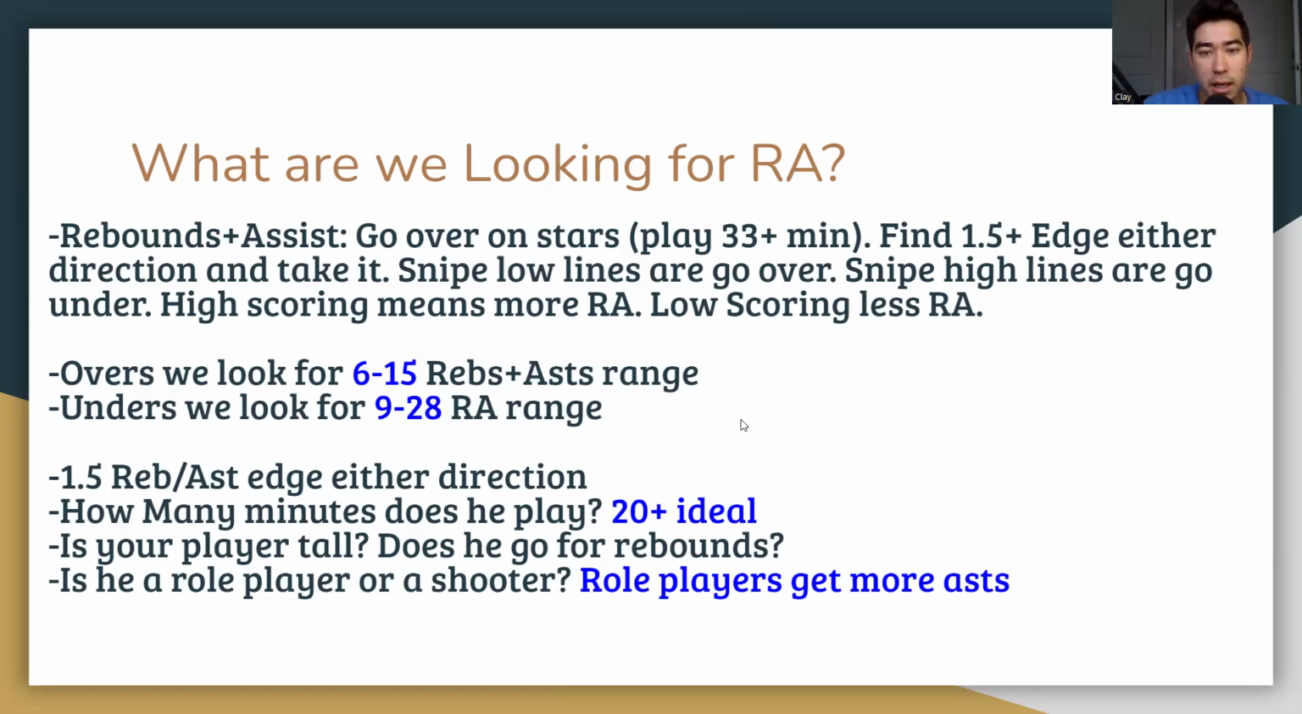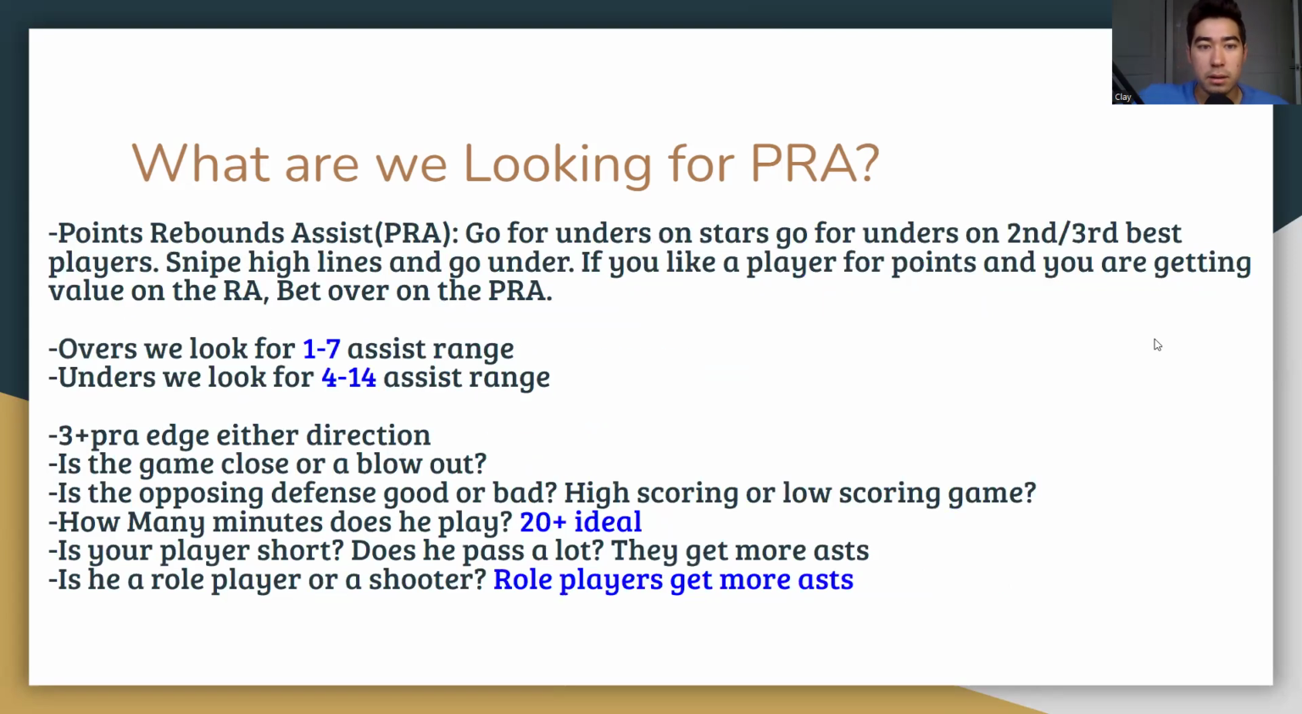Just simple questions you should be asking when you're finding PRA bets. For PRA, we're going to be looking for unders on stars, especially when they're playing against good defense. We want to go under on the stars just because their lines are crazy high. So we're going to find the high lines and go under.